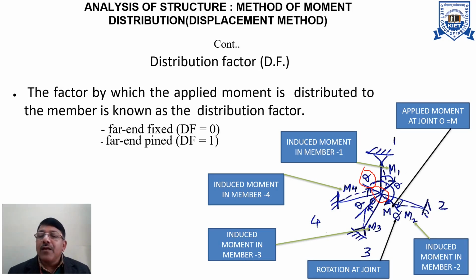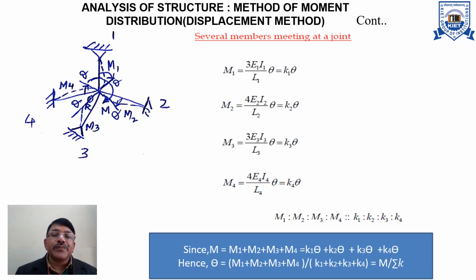Let us say member 1 is sharing the moment M1, member 2 is sharing the moment M2, member 3 is sharing the moment M3, and member 4 is sharing the moment M4. So then the distribution factor is to be computed at a joint. What is that? It is the ratio of the moment shared by the member at a joint.